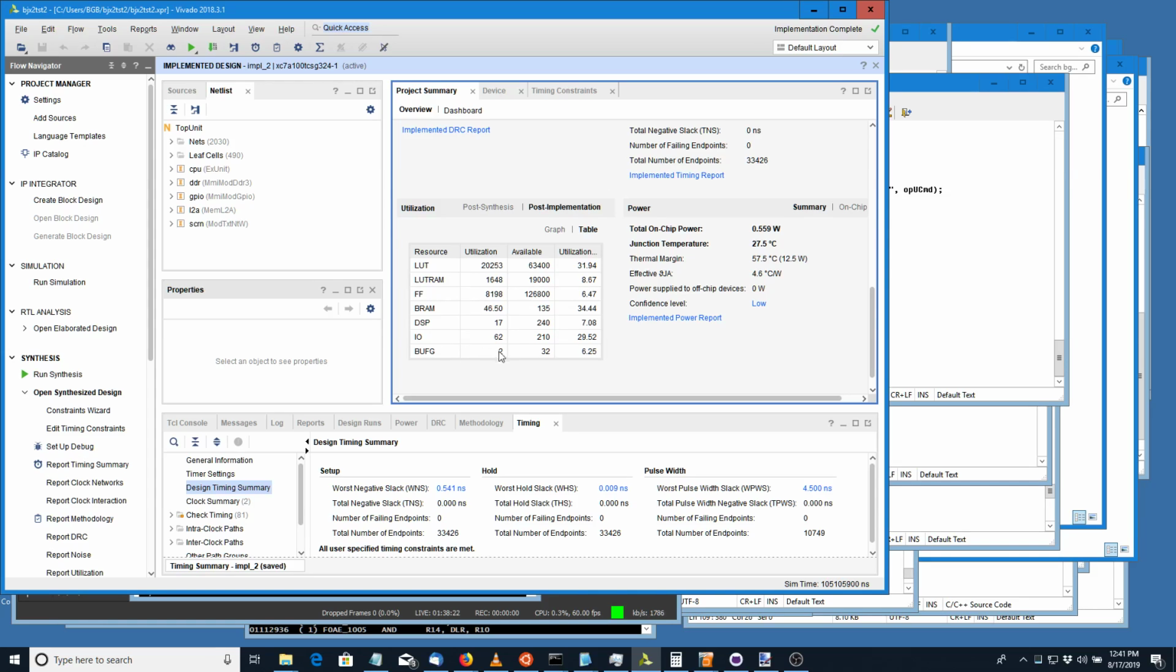BUFG is 2 currently, mostly because I ended up giving up on clocking it at 100 megahertz internally, due mostly to timing being a pain, so I dropped the CPU core down to 50 megahertz, which means 2 clocks, so 2 BUFGs. So yeah.